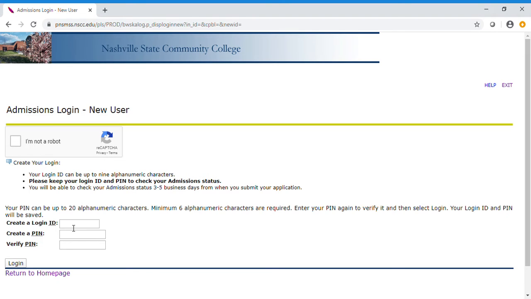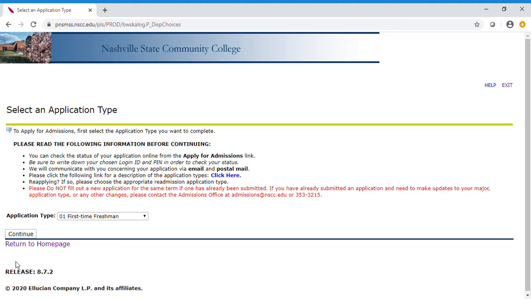Going to want to put in a login ID. That'll work. And notice that the pin is alphanumeric up to 20, so don't put any special characters in there. You want to let them know that you're not a robot. Go ahead and give it a try.